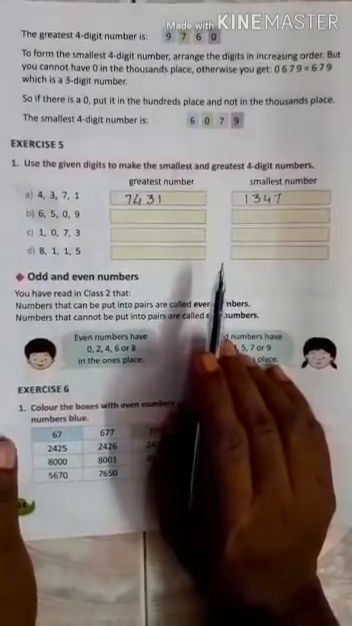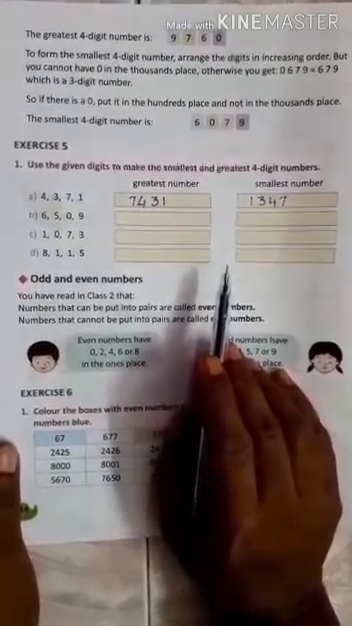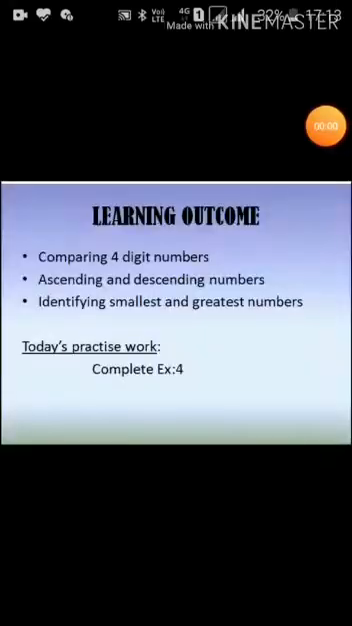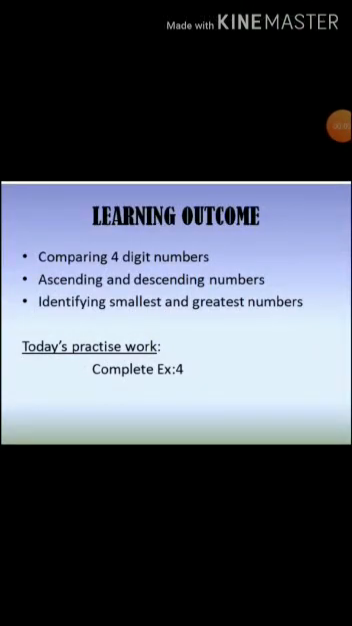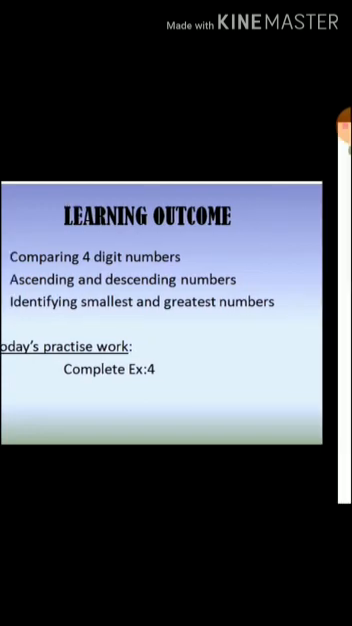Maintain that notebook with the daily date. Okay children, thank you. So today what we have learned, children: how to compare 4-digit numbers, how to write in ascending and descending order, and identifying the smallest and the greatest numbers. I hope you all have understood, and based on this you are going to complete exercise number 4. Okay children, thank you.